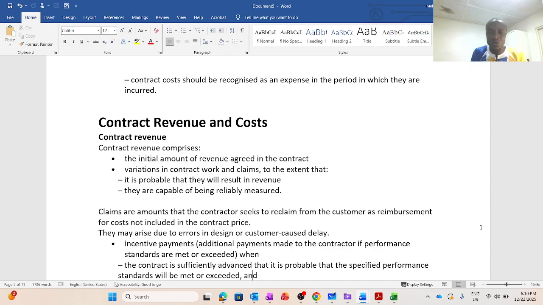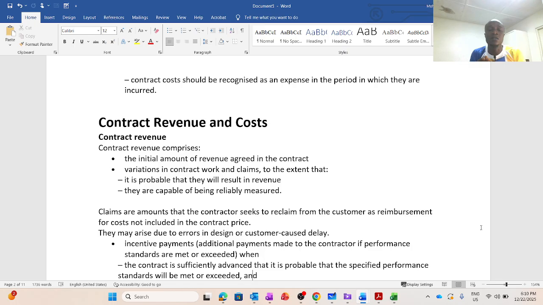So if these two conditions are met, then if there is a variable consideration, if there is a contingent consideration, when we are talking about variable or contingent, it can be achieved, it cannot be achieved. It is not a must that we are going to pay. The customer can only pay that particular amount if the conditions attached to the contract agreements are met.